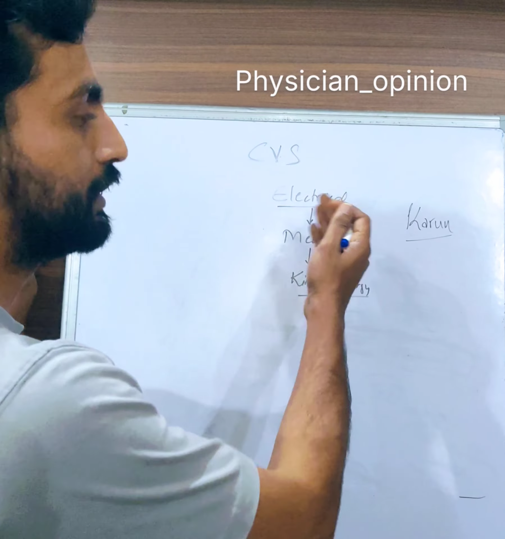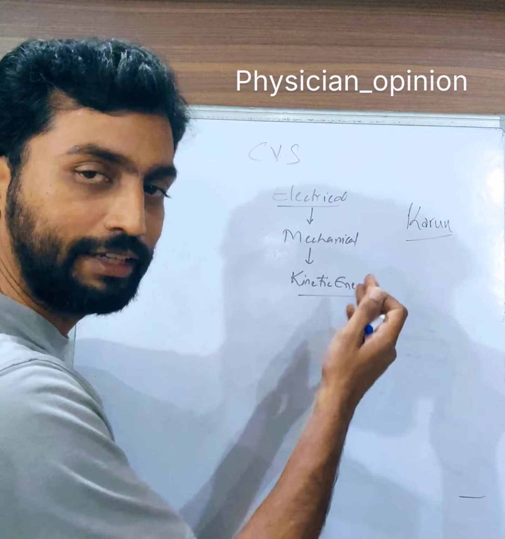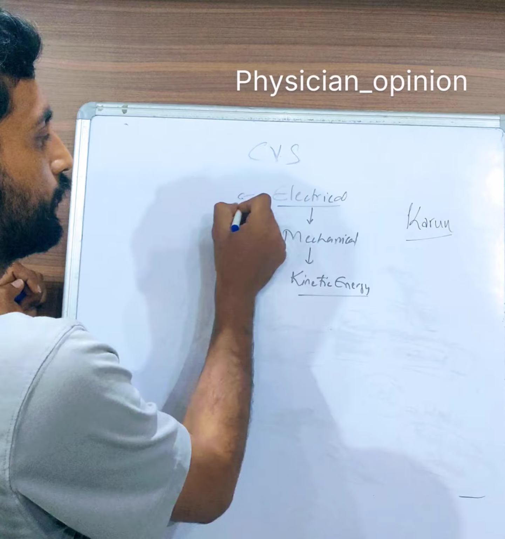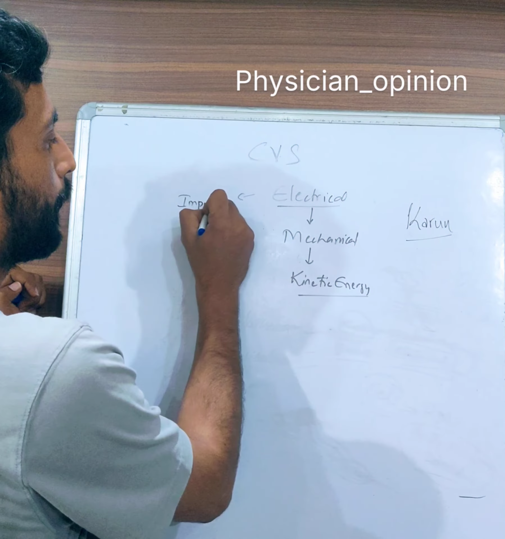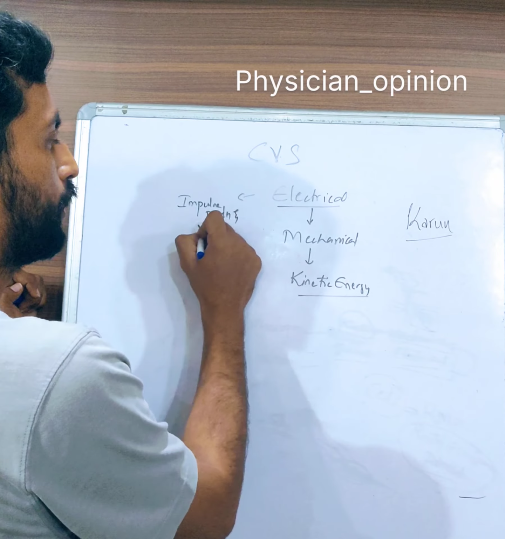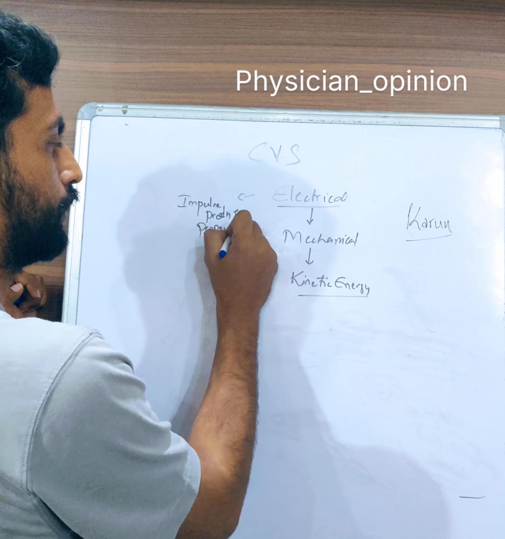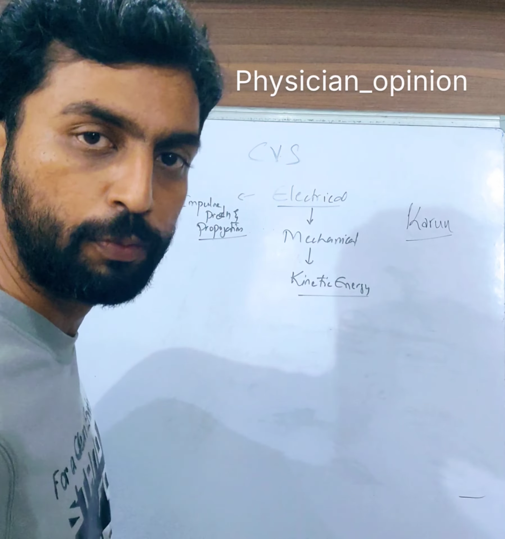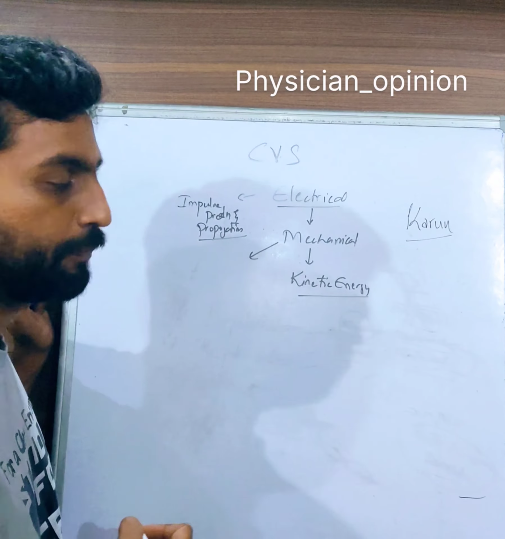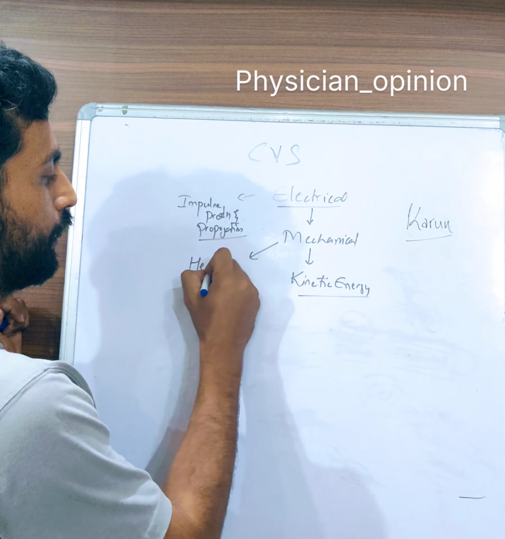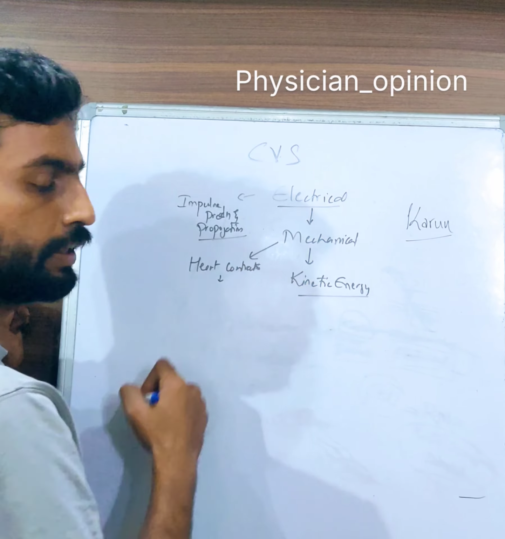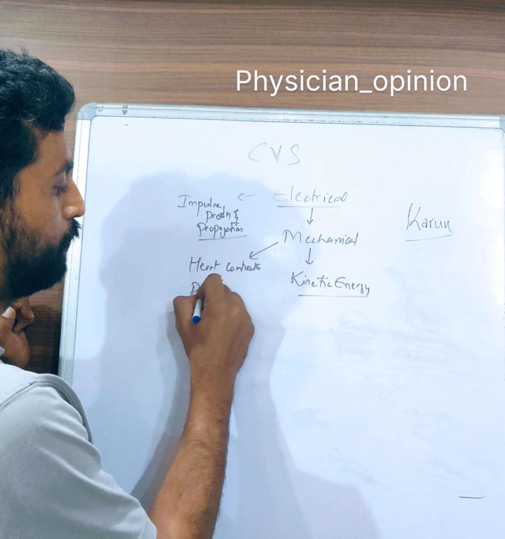So what do you mean by electrical activity or electrical energy? Electrical energy is nothing but the impulse production and propagation. Electrical impulse production and propagation. The mechanical energy is the heart contracting, resulting in pumping of blood.